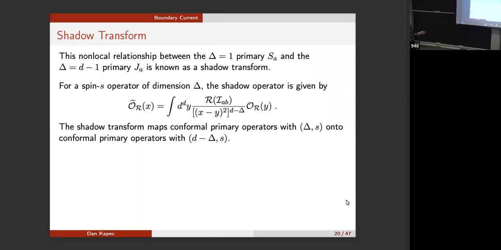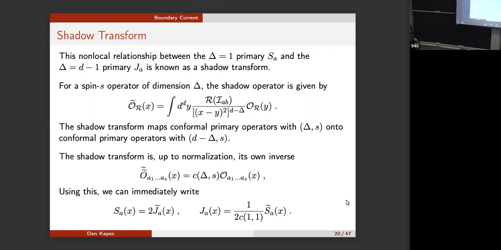So this is an operation which, if I give you a conformal primary with dimension delta and spin s, you do this integral transform, you get back something which transforms like a conformal primary with spin s and dimension d minus delta. You remember the soft photon operator had dimension 1, the conserved current had dimension d minus 1, so that's the natural relationship that you'd be looking for. Okay? Now, an important property of the shadow transform is that if you do it twice, you get back the original operator that you started with up to some normalization factor. So if I knew that the soft photon operator was the shadow transform of the conserved current, I can equivalently just write the conserved current as a shadow transform of the soft photon operator.